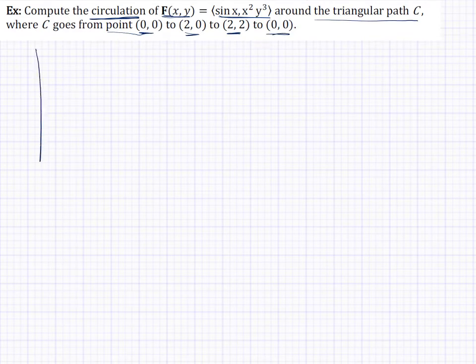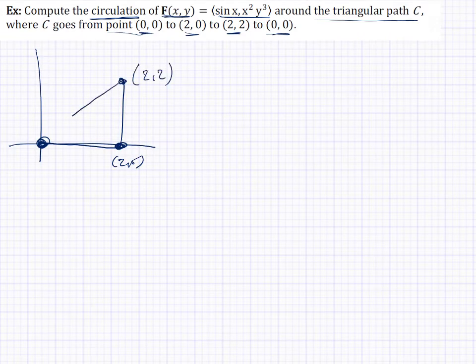Well, if we look at that curve, 0, 0 to 2, 0, up to 2, 2, then back to 0, 0. That is a simple closed curve with a counterclockwise orientation. So the curve has everything we need. The vector field is 2D, so that has everything we need. So now we'll apply Green's theorem.